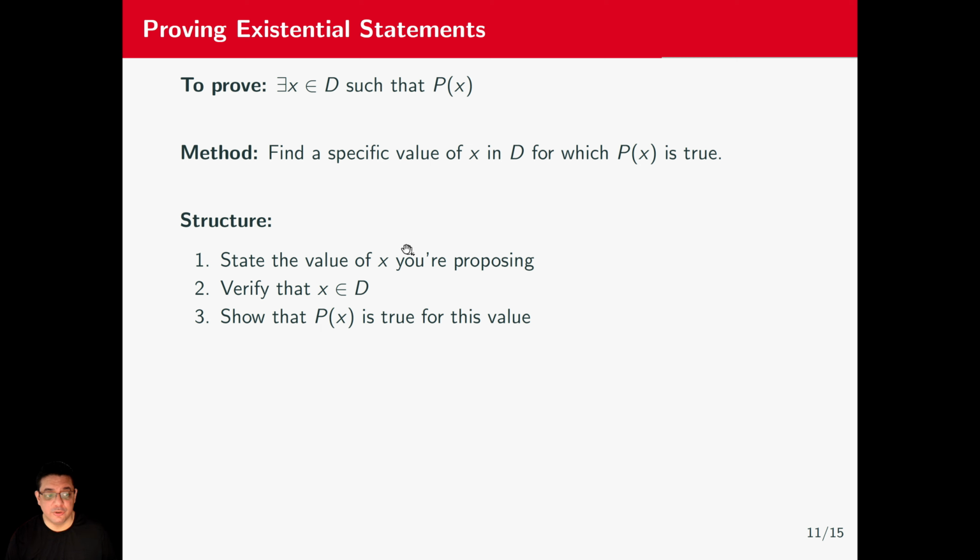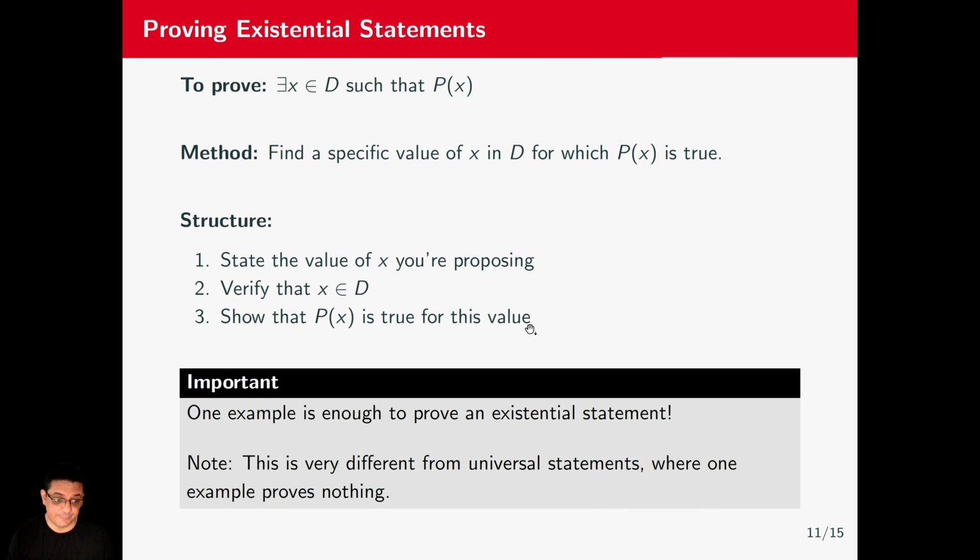So the structure of the proof is going to be: you state the value of x that you're proposing, you verify that it belongs to the domain, and then you show that P(x) is true for that particular value. Now, one example is enough to prove an existential statement, and this is very different from a universal statement, where one example proves nothing. Be very careful when you're doing proofs. You want to make the difference between those two.